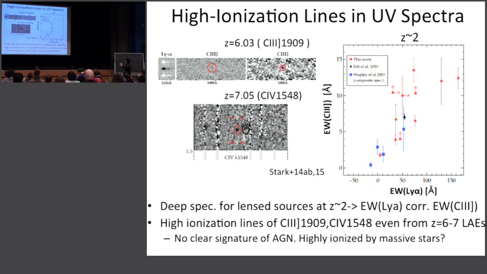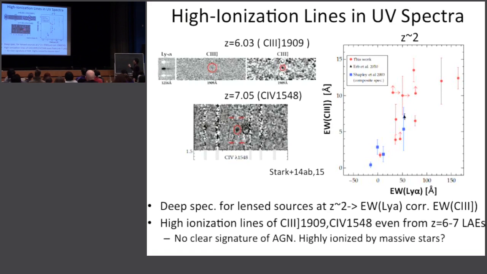So this shows the equivalent width of the Lyman-alpha and the equivalent width of the carbon-3 1909 in redshift 2 lensed galaxies. So, a high ionization line. If the Lyman-alpha gets strong, then you get the stronger high ionization carbon line. So this relation you can find at not only redshift 2 but redshift 6. A strong carbon-3 1909 is detected for the lensed Lyman-alpha emitters.